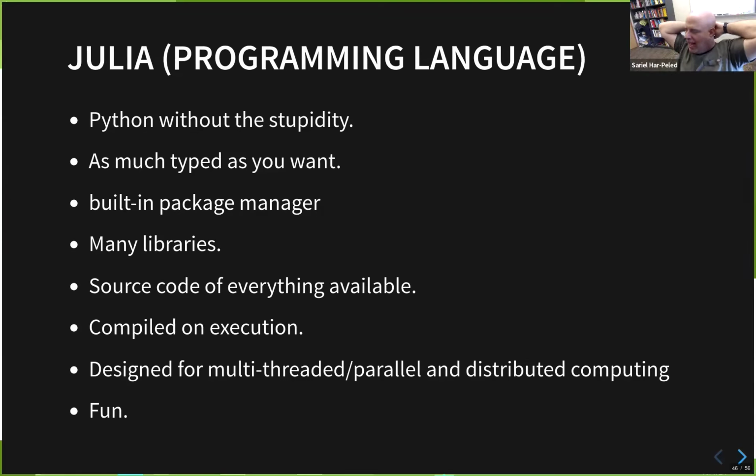Unlike Python, it's typed. By the way, I should say Julia is a much more recent language than Python. So, of course, they learned a lot of lessons from Python. It's as typed as you want, so you can add type information as you write the code, and the program is checked for types. So it's up to you, which is a big advantage. It has a built-in package manager, and this is of course true also of Python.